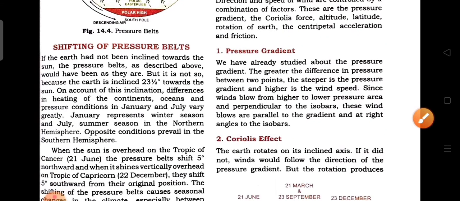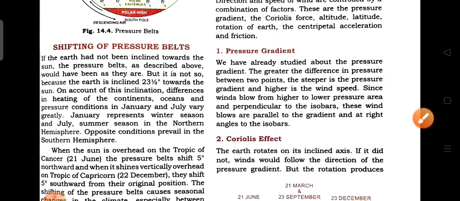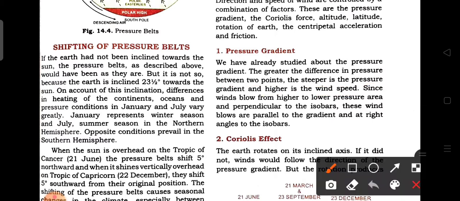First comes the pressure gradient. Previously we studied the pressure gradient, which means the decreasing pressure between two points on the earth's surface. So, the greater the difference in pressure between the two points, the steeper is the pressure gradient. And the wind speed also becomes higher. So, with the steepness of the air pressure gradient, the wind speed increases.